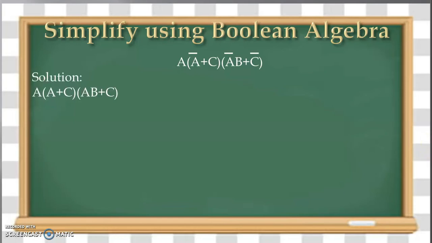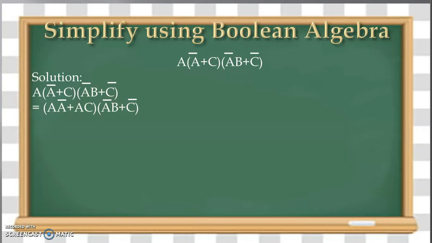So we write our Boolean equation, that is A, A bar plus C, A bar B plus C bar. Now we start with the opening of brackets. This A we are multiplying with A bar and multiplying with C. So this first bracket we are opening. So it comes as A A bar plus AC, A bar B plus C bar.